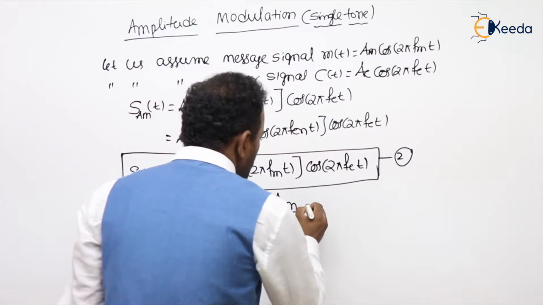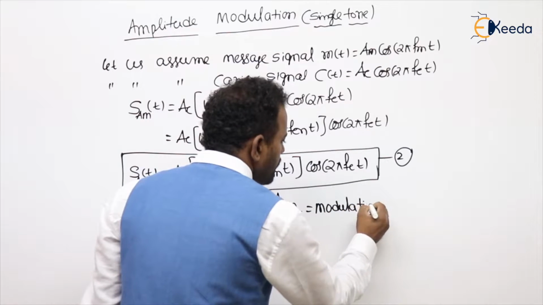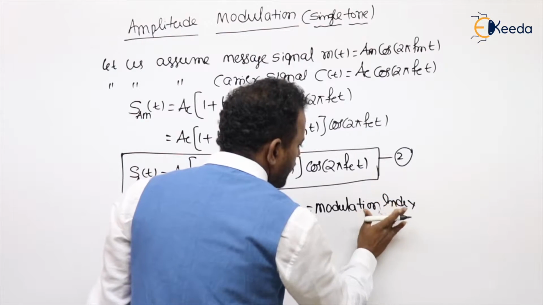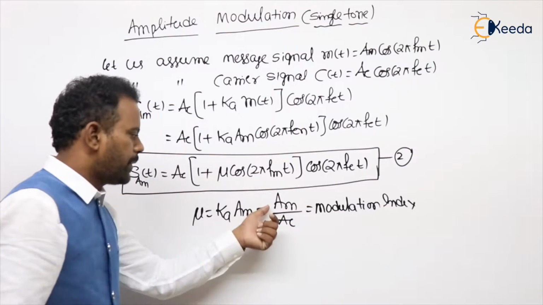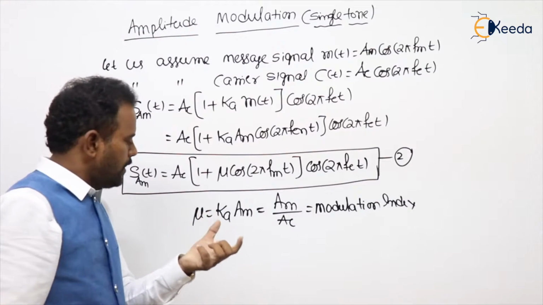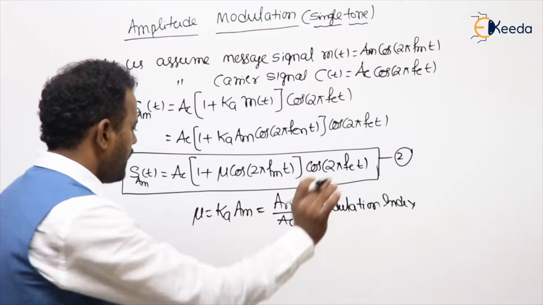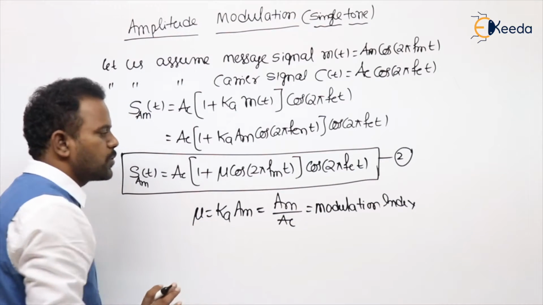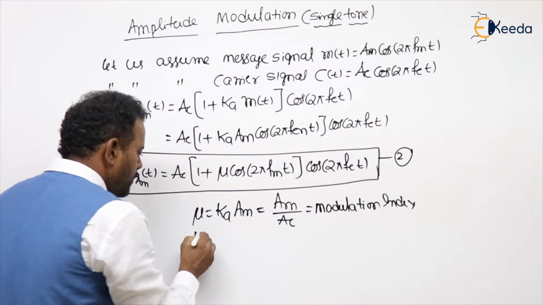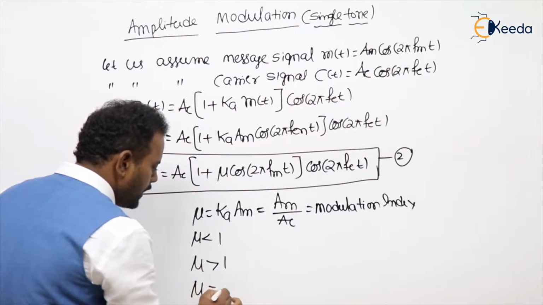Anyhow, what is mu called, students? Mu is called the AM modulation index. Are you getting my point? Of course, it is a unitless quantity because it is Am by Ac. We need to choose a proper mu value for envelope detection, and I will explain that point. Now, based on this mu value, students, we have three types of modulation: mu value less than 1, greater than 1, and equal to 1.